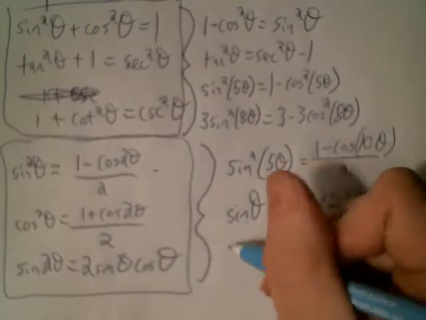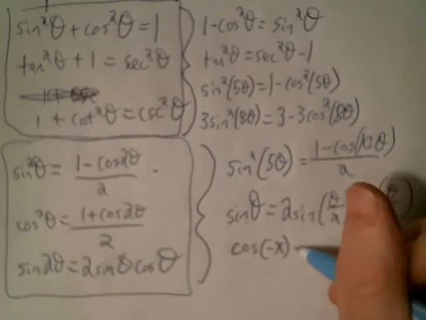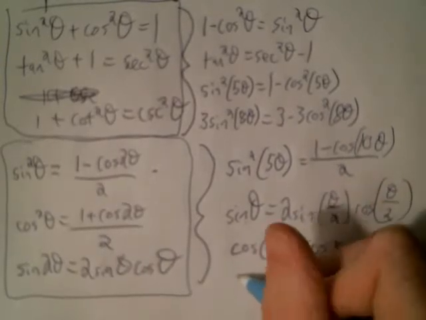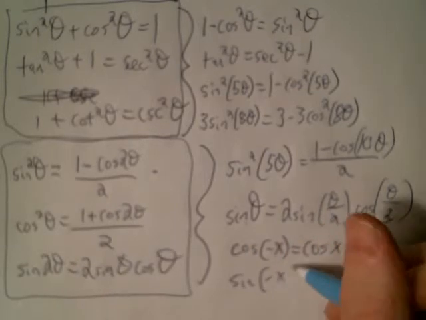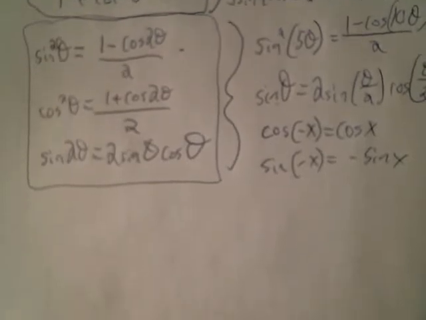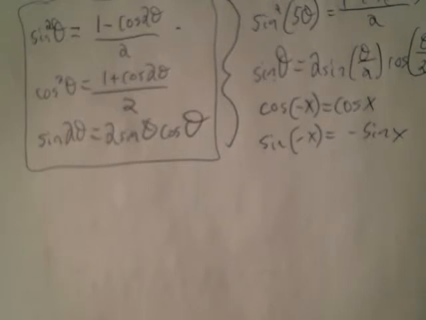Some other things that may help you in your journey. Remember, cosine is an even function, so cosine of negative x is equal to cosine of x. And sine is an odd function, so sine of negative x is equal to negative sine of x. Great, that's pretty much it. I expect you to know by heart the derivatives and the integrals of the trig functions. I won't harass you with that in this video.